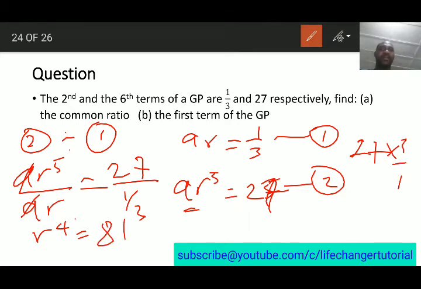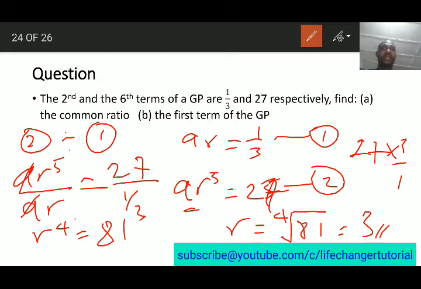So you can see what R is. R is supposed to be the fourth root of 81. And the fourth root of 81, we know, using your calculator, is equal to 3. So we have succeeded in getting the common ratio.